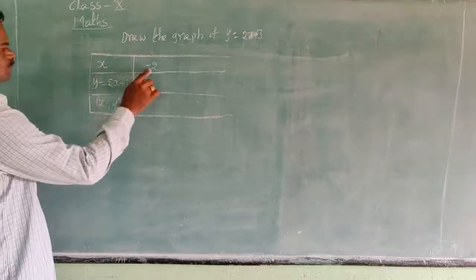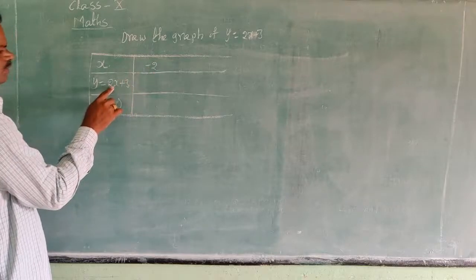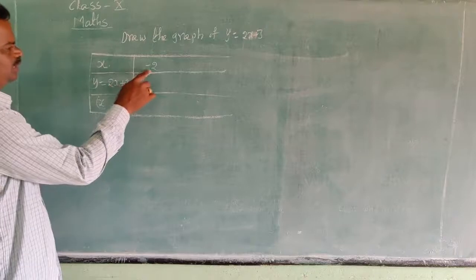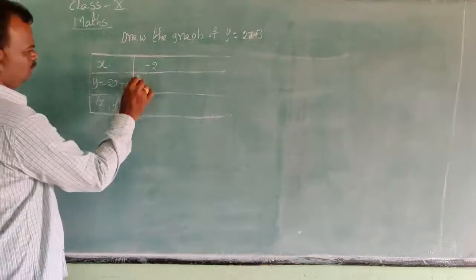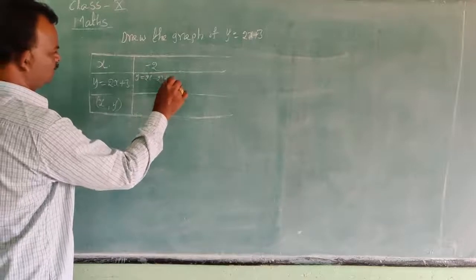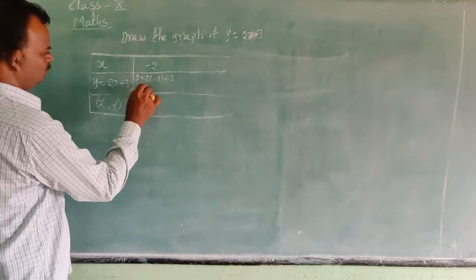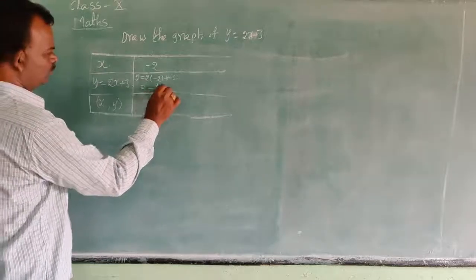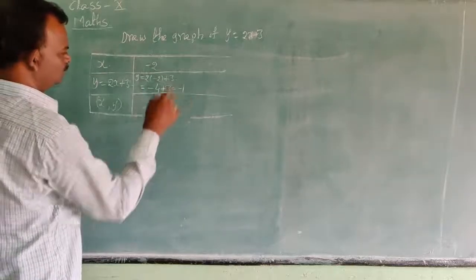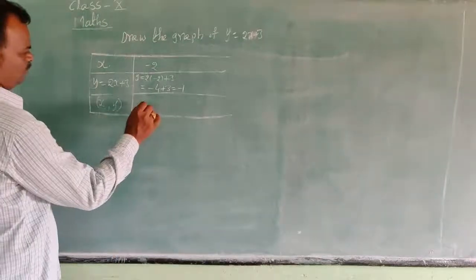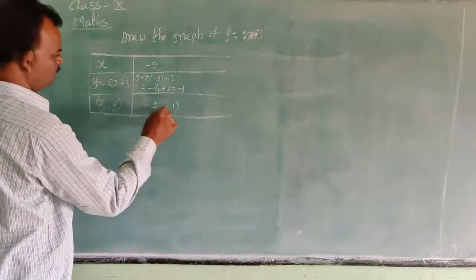Here minus 2 is substituting the value in y is equal to 2x plus 3. That means y is equal to 2 into minus 2 plus 3. That is equal to 2 into minus 2, minus 4 plus 3 is equal to minus 1. So x comma y is minus 2 comma minus 1.